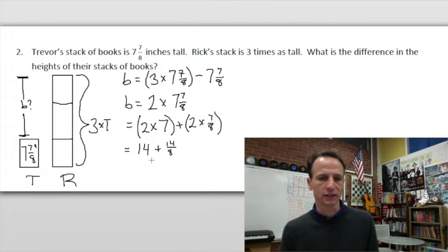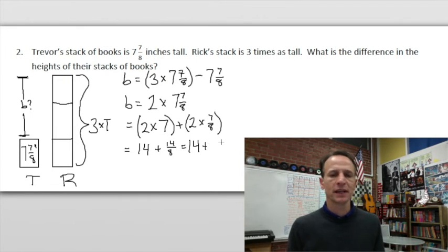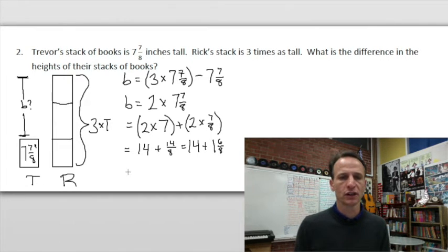Okay, lovely. And so think about 14 eighths. So we'll leave the 14 alone for a moment. How many eighths in 14? Well, there's 1, because 1 times 8 is 8. 14 minus 8 leaves 6 eighths. Okay, so our final answer there would be 14 and 1 make 15, and 6 eighths is the difference between their stacks.